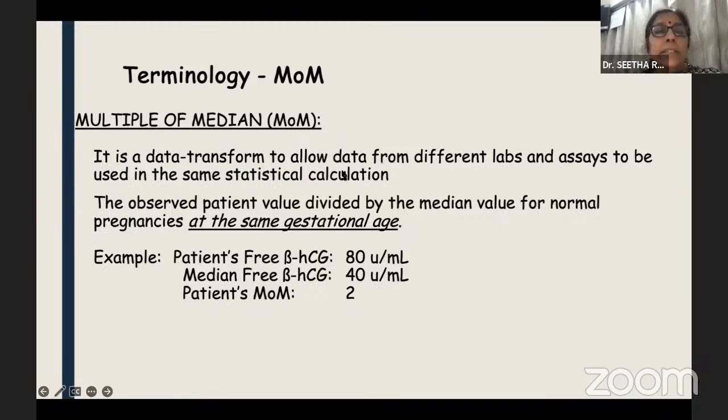So multiple of medians is basically a data transform. It is a statistical calculation, where the observed patient value is divided by the median value for normal pregnancies at that particular gestational age. So if the patient's free beta HCG is 80 and the median for that gestational age is 40, the patient's MoM is around 2. If you categorize 1 as normal, this is actually within 2 standard deviations, but it is slightly above normal.